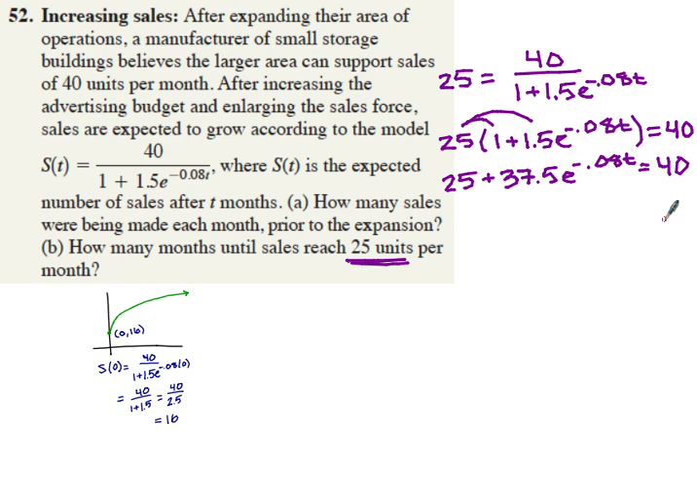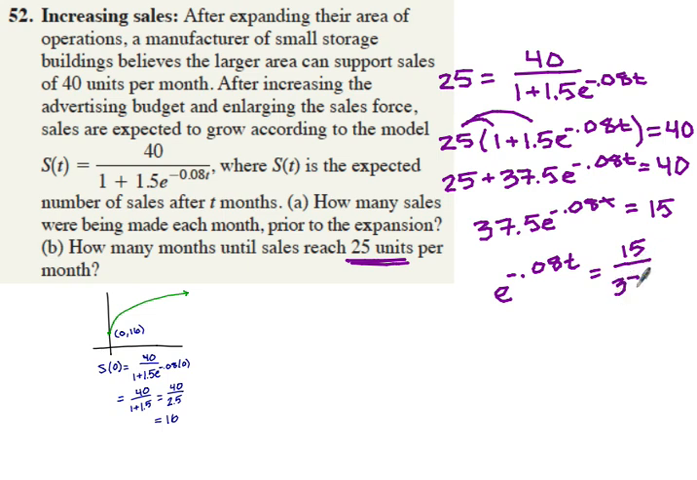And then we can start to get our variable isolated, right? It's attached to this e. So let's subtract 25. 37.5 e to our negative 0.08t is going to equal 15. Then we can divide by this 37.5. So we get our e to the negative 0.08 t equals 15 over 37.5. Okay, now we're in the exponential form.